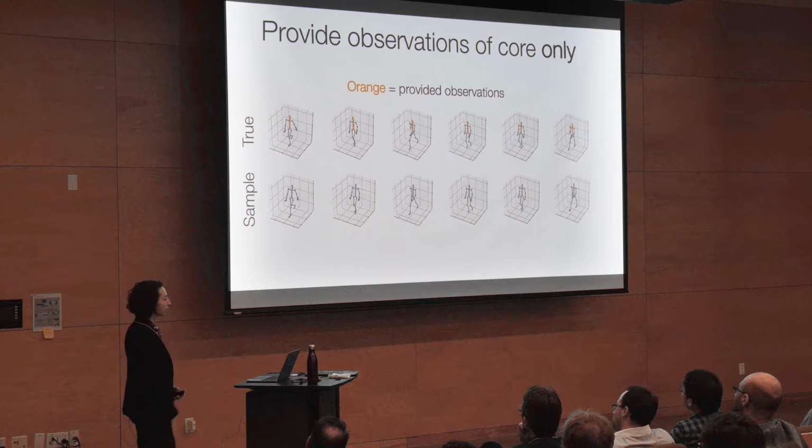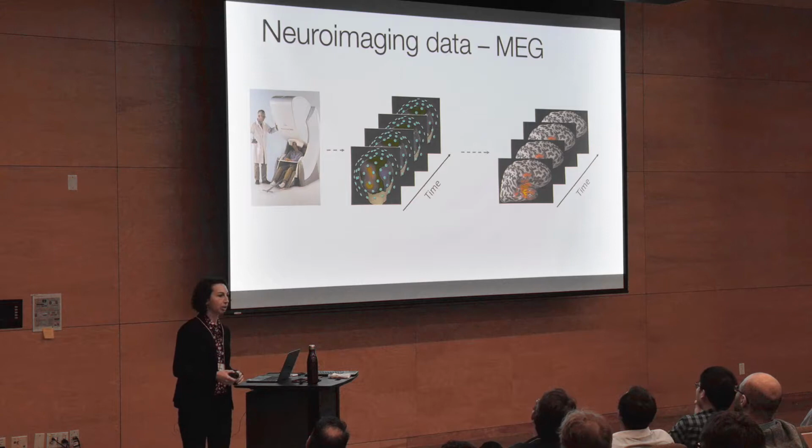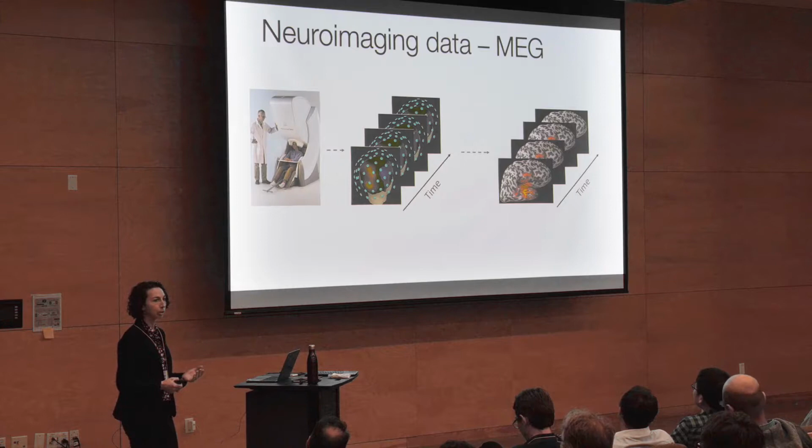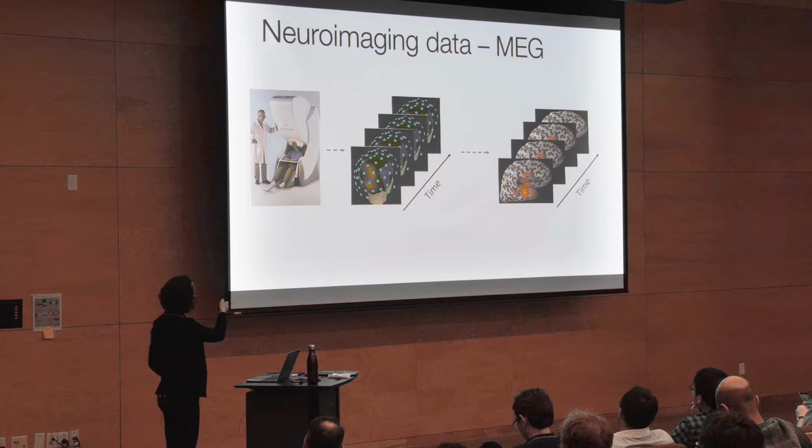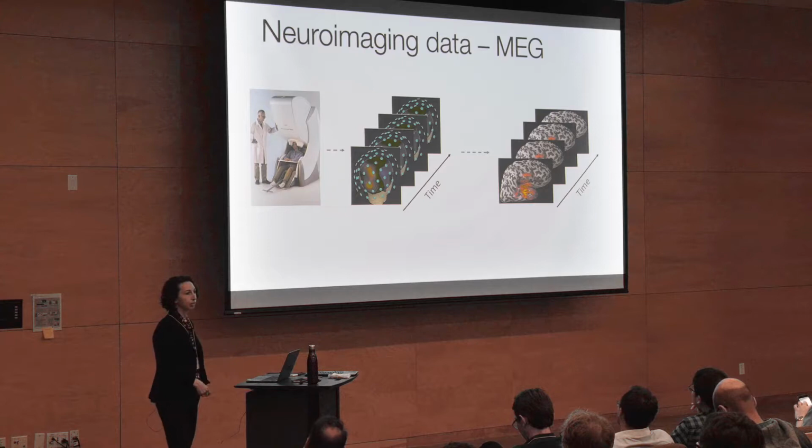Okay, but I want to return to this example that really motivated this model of trying to infer these functionally connected regions in the brain, where we're looking at MEG data. So a person sits in this chair, has this helmet of these spatially distributed sensors that provide recordings of brain activations over time.